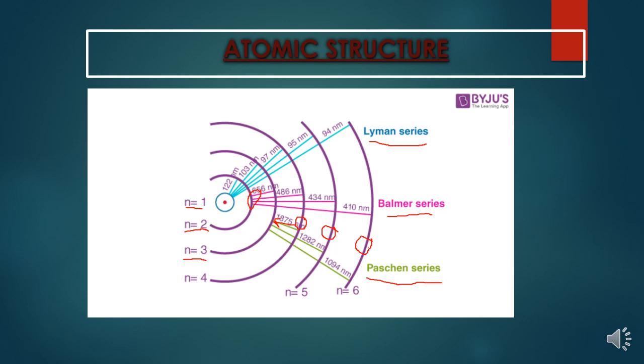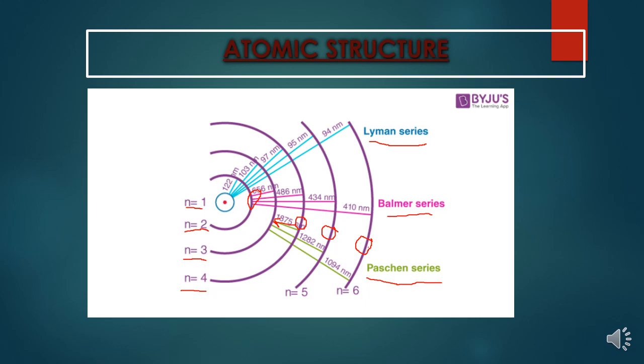If an electron is coming from any higher energy level landing at energy level 2, it is known as the Balmer series. Lyman series, any higher energy level to the first one. We also have the Brackett series. The Brackett series means that electrons are coming from any higher energy level and landing at energy level n equals 4.